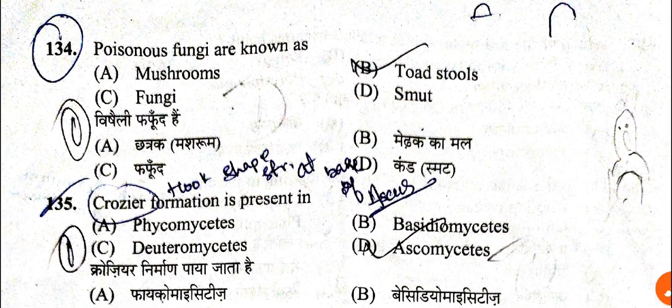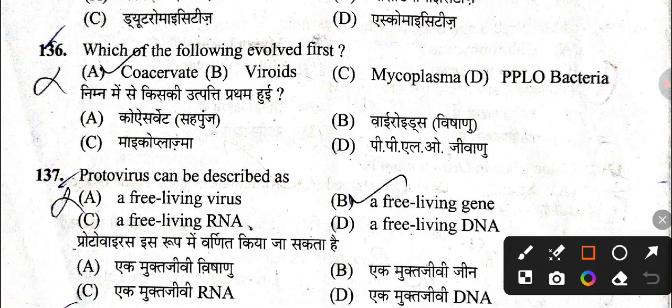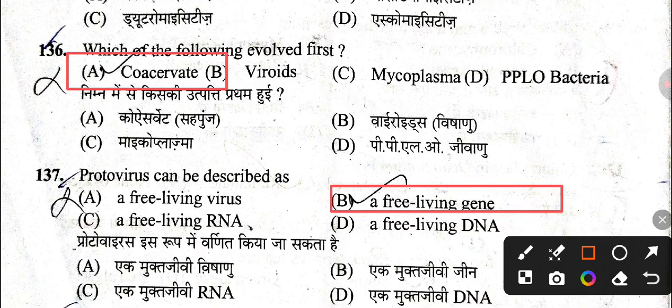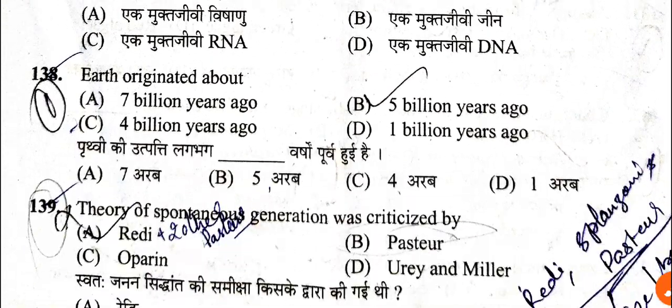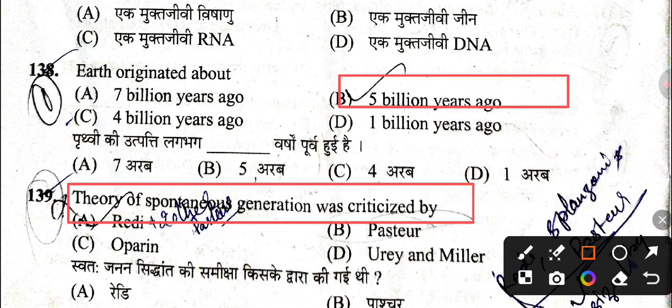Which of the following evolved first out of the given options? So they are coacervates. Protovirus can be described as the free living gene. Earth originated about 4.5 billion, maybe 5 billion years ago. The theory of spontaneous generation was criticized by Redi as well as Pasteur, so the option must be both A and B.